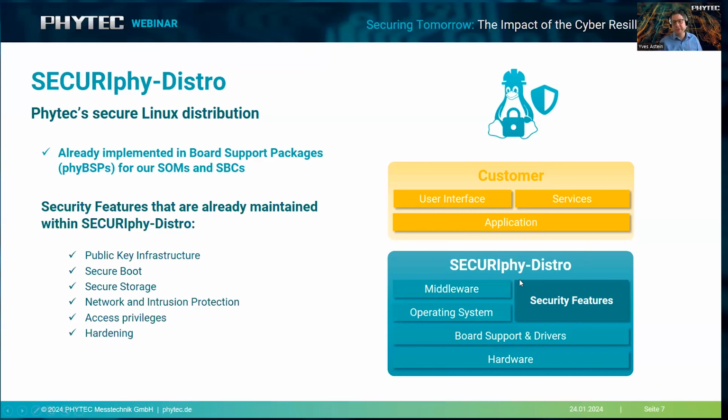So in general, the Securify distro covers, of course, the hardware, so that you can use our SOMs or our single board computers. And it brings all the drivers that are required and also the operating system itself. And an assortment of middleware that we think is typically used, like Qt and whatever libraries, but also the secure features that I just mentioned. And on top of that, our customers can then add their application, add services, and create their user interface and whatever in order to make it a full product that is the final product.